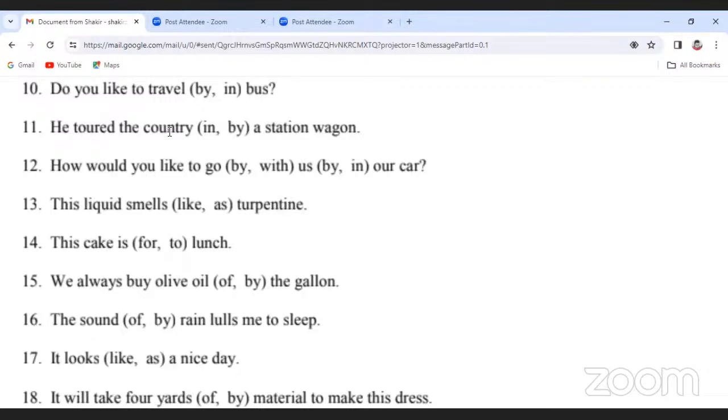15. We always buy olive oil dash the gallon. We always buy olive oil by the gallon. By is the correct answer.